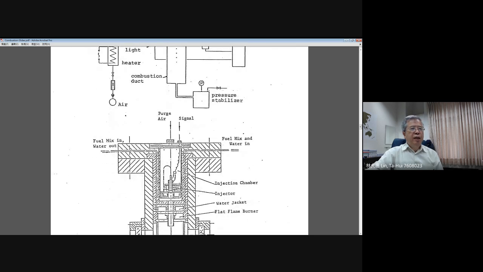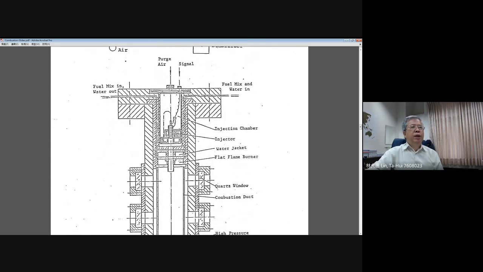Here is an enlarged picture to let you know. Here we can purge air. We have an air supply, and also there is a flat flame burner to generate flame here. Since we have a flat flame, you need some gaseous fuel coming in with air. Then they mix together to generate the premixed flame here. The droplet will be generated through this tube into the chamber.